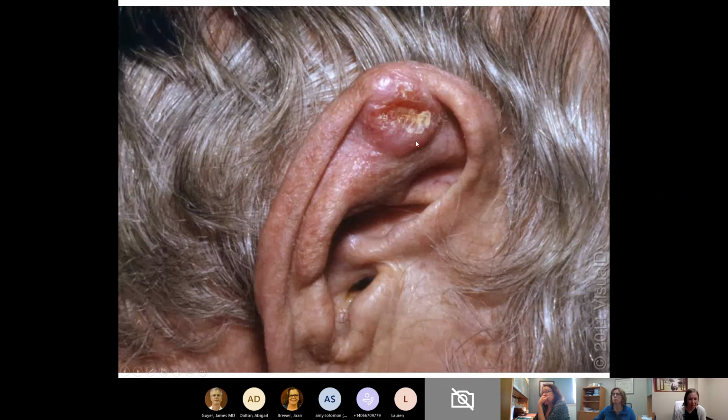You can see that it's quite large actually, and this part's gonna be really tricky to remove just because it's the top of the ear, and especially for older patients, the ear is really important for wearing hearing aids or wearing glasses, and so removal here is gonna be difficult.